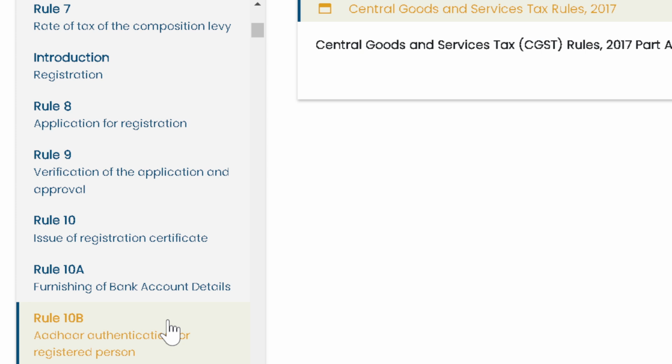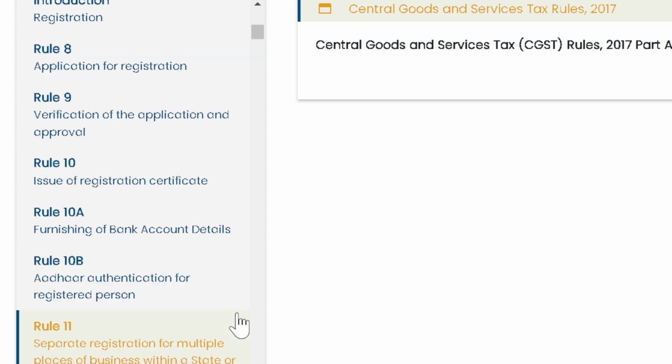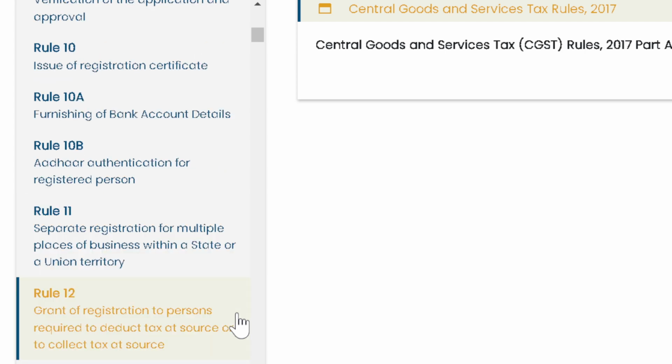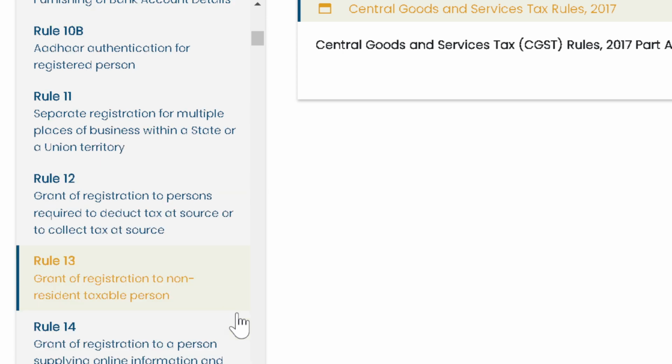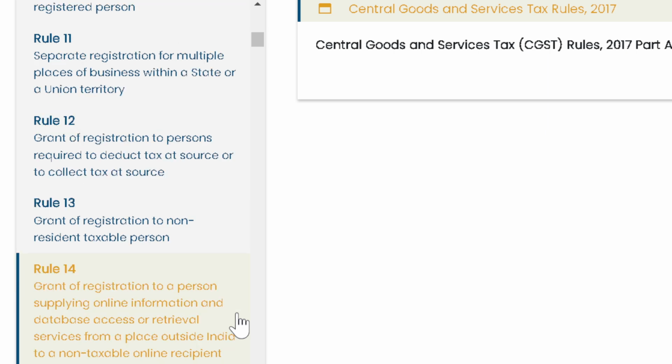Rule 10B, Aadhaar authentication for registered person. Rule 11 speaks about separate registration for multiple places of business within a state or union territory. Rule 12, Grant of registration to person required to deduct tax at source or to collect tax at source. Rule 13, Grant of registration to non-resident taxable person.